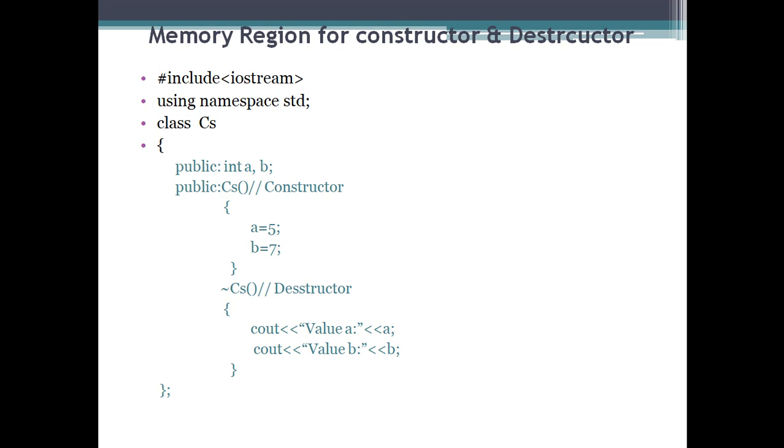Next, we look at the memory region for the constructor and destructor. How is the memory going to be allocated for a constructor along with the destructor, right? So again, we have taken one simple class, called CS, and we have declared two data members A and B, and the constructor named CS. Again, it doesn't have a return type, and it doesn't contain any argument. Within that, it has two data members, A equal to 5 and B equal to 7.